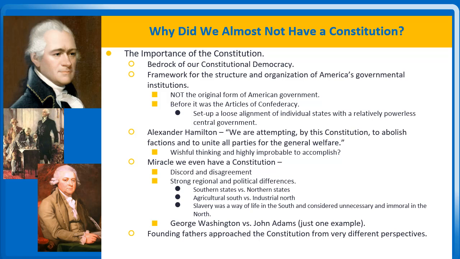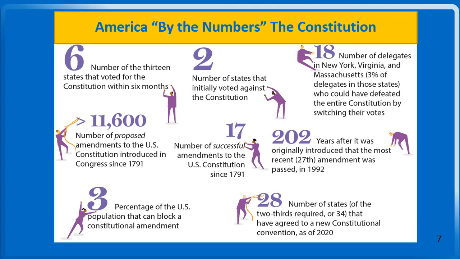As we can see, the Founding Fathers themselves approached the writing and adoption of the Constitution from very different perspectives, and those same differences are inherent in our society today. This infographic presented in your textbook shows us some interesting facts about the Constitution as we break it down by the numbers. For instance, 6 is the number of the 13 states that voted for the Constitution within 6 months, but the Constitution required 9 states to ratify, so the founders had a ways to go before it became the law of the land.